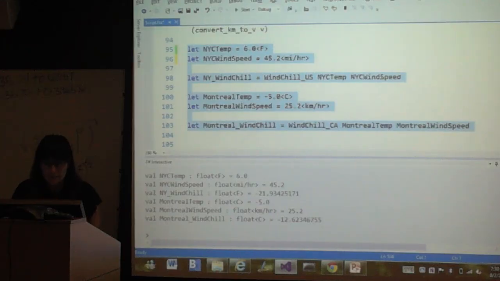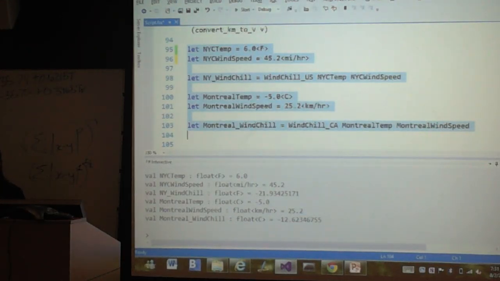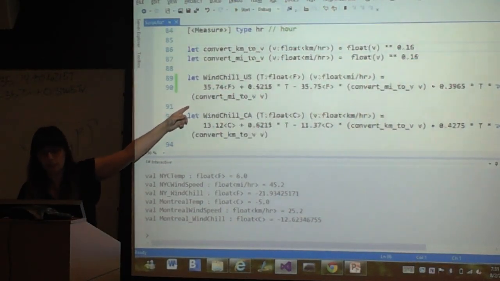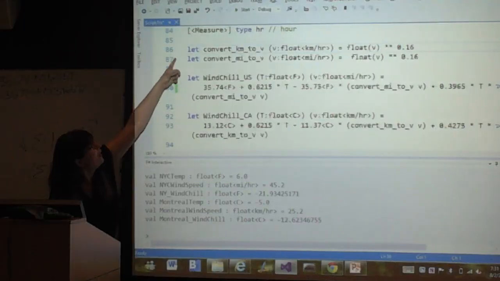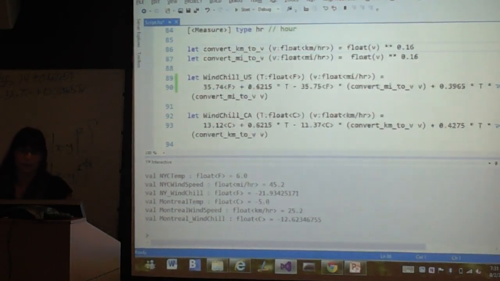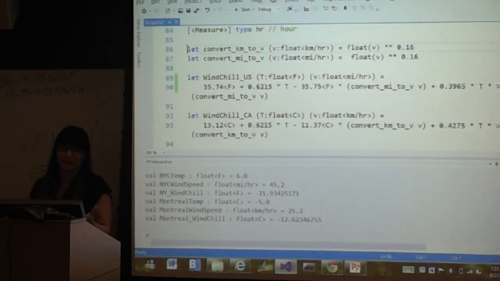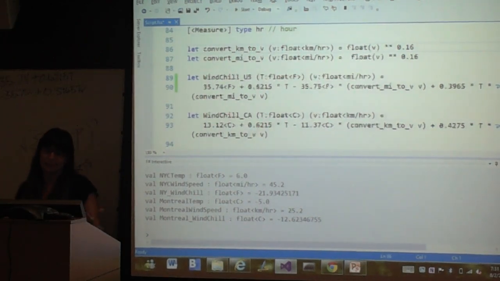And does the parentheses take the brackets or what? Line 93. Oh, yeah. So the convert miles to velocity. Right. This is where I cheated and used 86 and 87 to sort of remove the units of measure from velocity, because the wind chill needs to be a number in a temperature, and it doesn't really depend on velocity, or the units don't depend on velocity, whereas obviously the equation does.